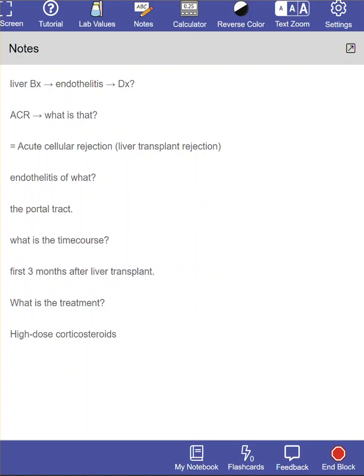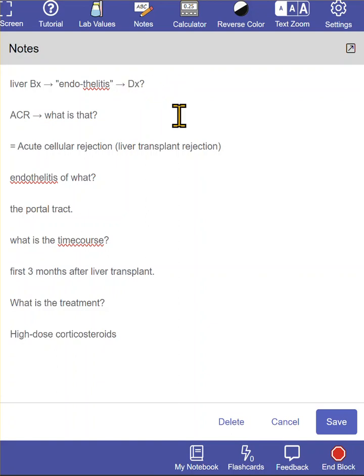Okay, so this is a question where we're talking about liver biopsy. Upon doing a liver biopsy, the question mentions that you have "endothelitis." I'm going to put that in quotes because it's a cute word that they love to give and not explain what it means. But basically, you know what endothelium is. Itis means inflammation, so this is inflammation of the endothelium, the layer on the inside. So the diagnosis is ACR.